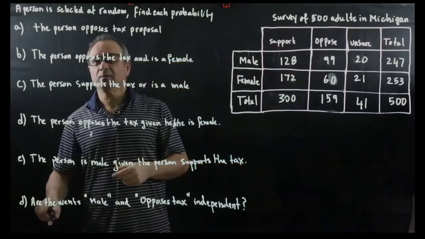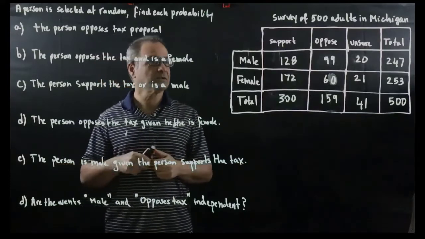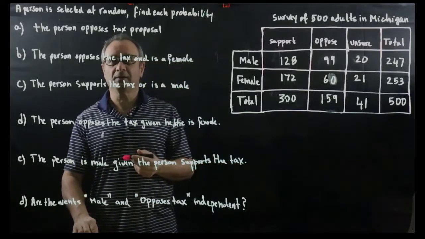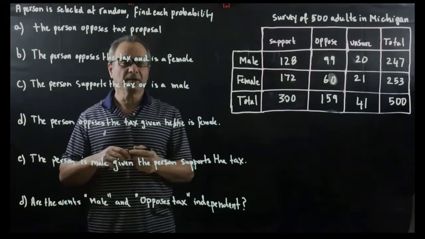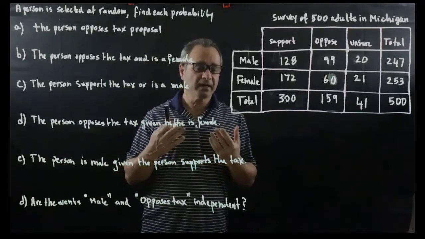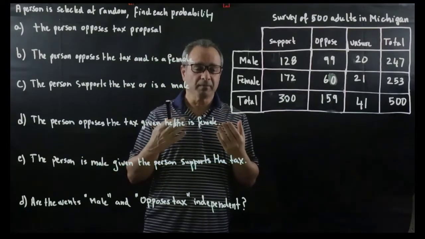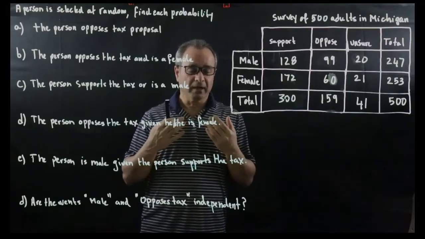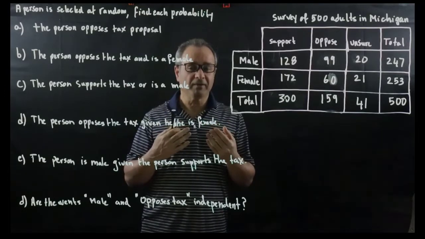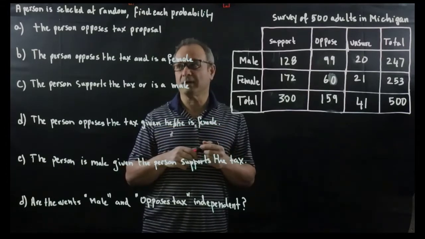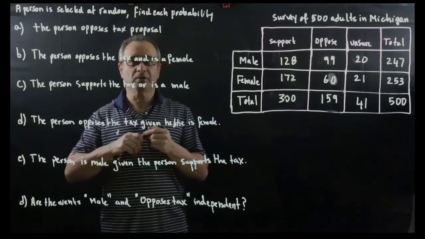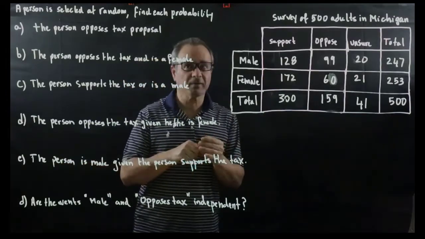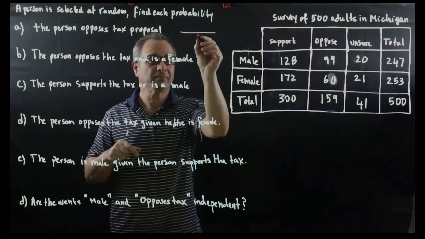The first question. We select one person at random from those 500 adults. What is the probability that the person that we selected opposes the tax proposal? Okay, in order to find the probability, the classical definition of probability is the probability of an event is the number of favorable outcomes, the outcomes that would work in the favor of the event, divided by the total number of all possible outcomes. So what would be the probability that a person opposes tax? We're selecting one person at random out of 500, so the number of possible outcomes is 500.